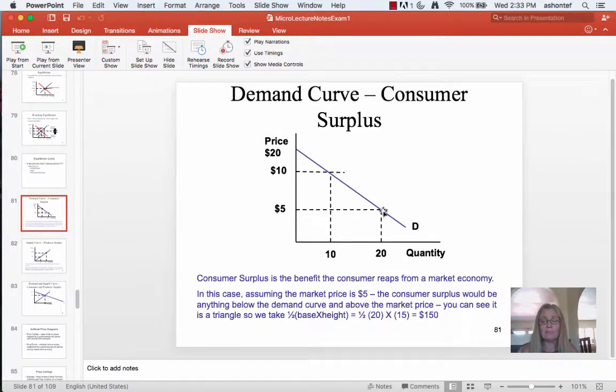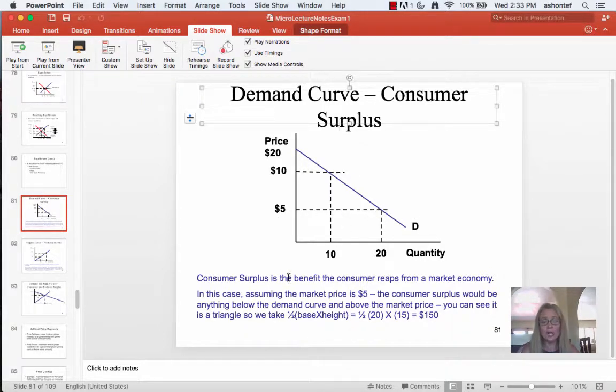But here's the thing. We have the 19th person, the 18th, the 17th, the 16th, the 10th, and so forth. All of these people prior to over here at the 20th, they're actually willing to pay a higher price than $5. This is higher than 5. This is higher than 5. And so what consumer surplus represents in a nutshell is everything below demand and above the equilibrium price.